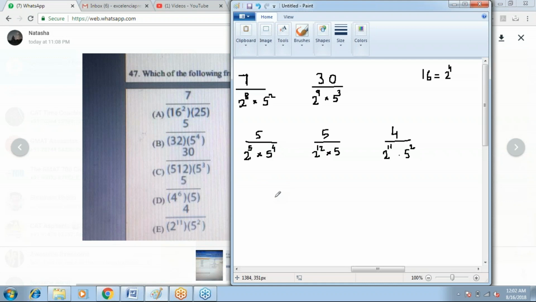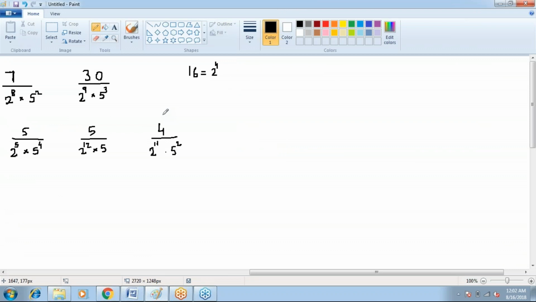The highest power of 5 we see in the denominators is 5 cube. Here you can see 5 to the power 4, but actually it is 5 cube only because the numerator also has a 5. So let's make 5 cube in the denominator of each fraction, and the highest power of 2 that we see is 2 to the power 12. So we will make 2 to the power 12 everywhere and 5 to the power 3 everywhere in each option. So in the first option, a 5 and 2 to the power 4 are missing. So 7 into 2 to the power 4 into 5 is missing.